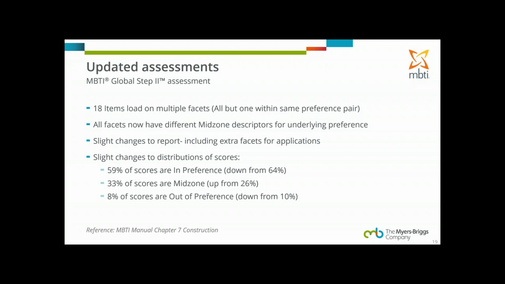And part of the reason for that change is that, according to Naomi, people really like the mid-zones. They like being in the mid-zone, and so getting a few more people with those mid-zone improved descriptors is something that we were trying to achieve. And 8% of scores are out of preference, which is down from 10%. And you should never see a case, in the data we have so far, where there are 5 out of preferences. And if my memory is correct, it's very, very rare to see even 4 out of preferences.